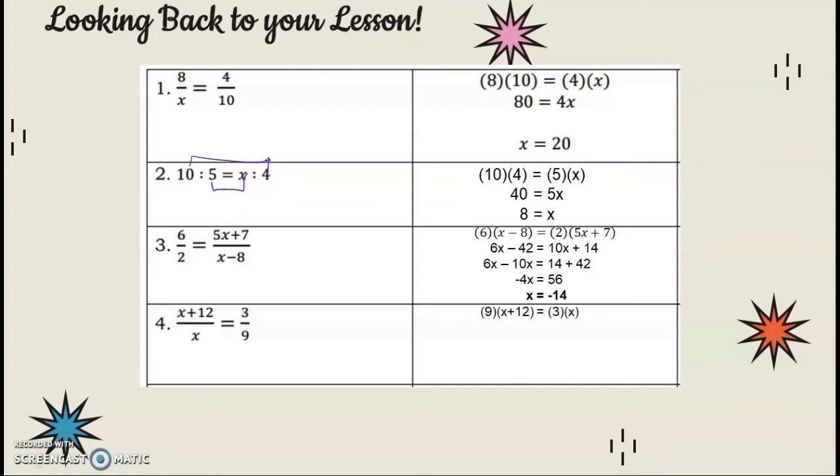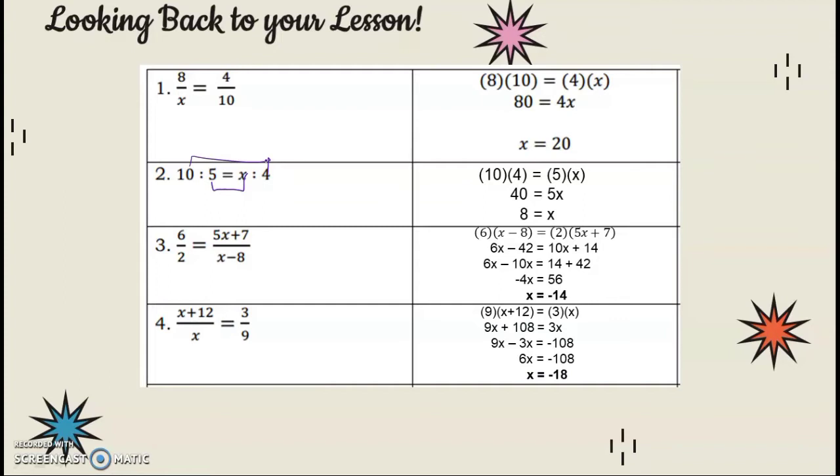And last, for number 4, so we have 9 times x plus 12 is equal to 3 times x. So, 9x plus 108 is equal to 3x. Then, 9x minus 3x is equal to negative 108. So, 6x is equal to negative 108. Then, divide both sides by 6. So, the answer is x is equal to negative 18. So, ganun lang naman pag-solve ng proportions. Kasi mamaya gagamitin natin yan.